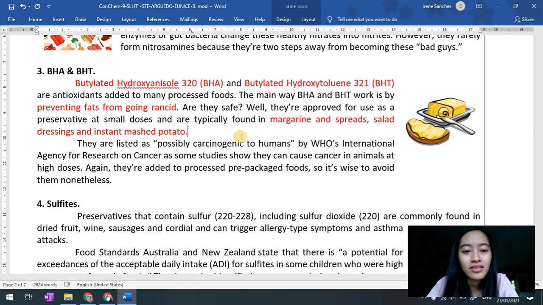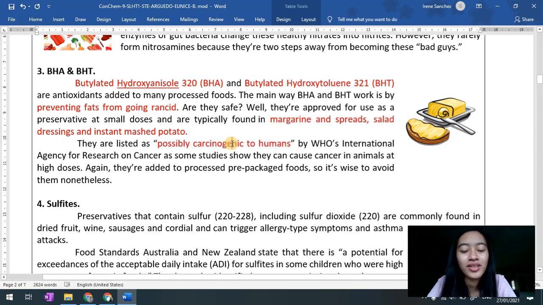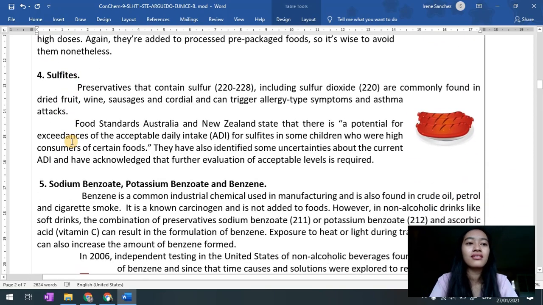They're listed as possibly carcinogenic to humans by the World Health Organization's International Agency for Research on Cancer. And some studies show that they can cause cancer in animals at high doses. Again, they're added to processed pre-packaged food, so it's wise to avoid them nonetheless. Avoid pre-packaged foods. Yeah. Number 4, sulfites.